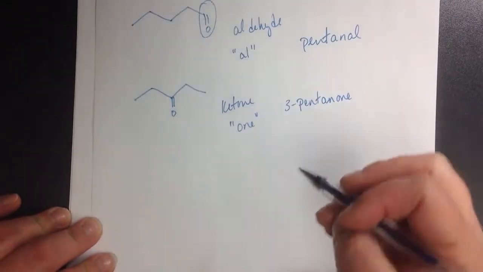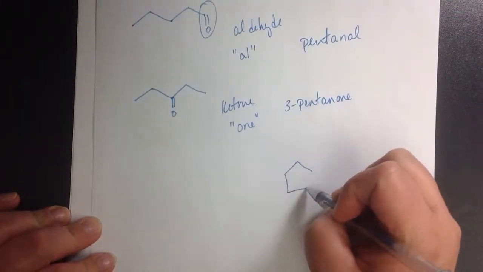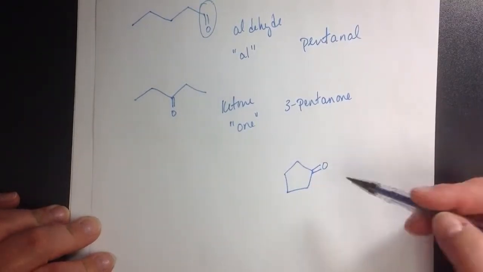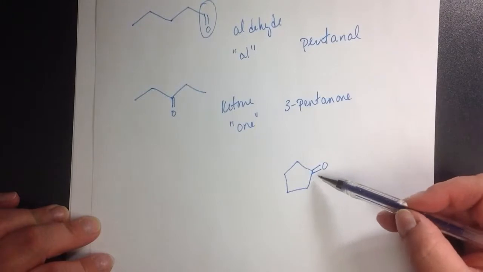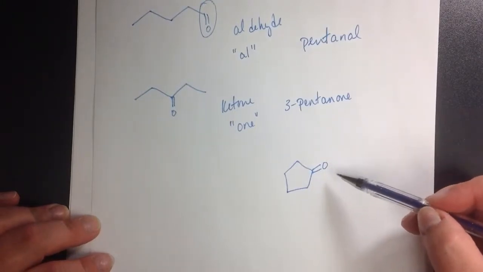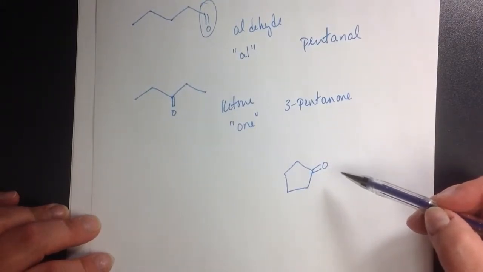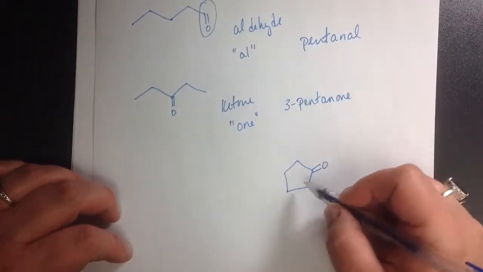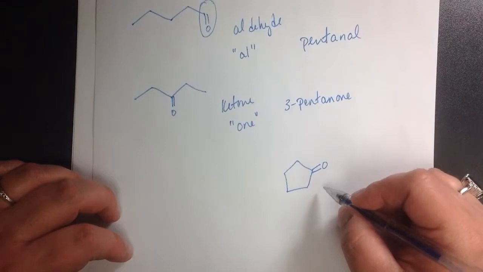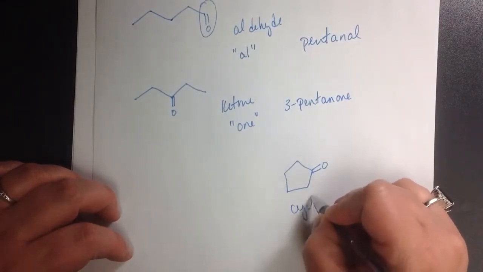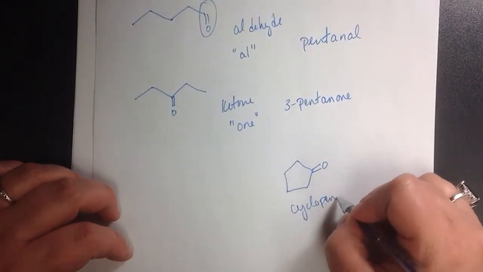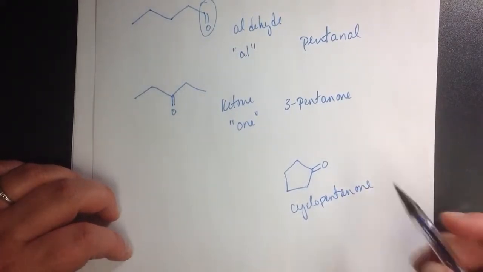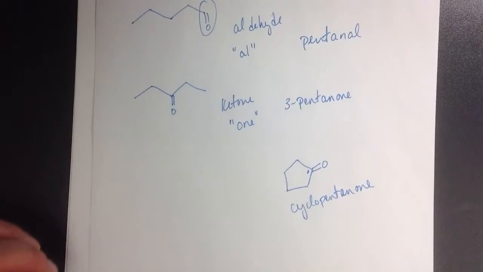So let's consider something like this. Is it possible to have a ring with a C-double-O bond coming out that's an aldehyde? Nope, not possible, because you don't have an end, right? So these have to be ketones. So this would be cyclopentanone. Now that is going to be a number 1 there, though. Okay.